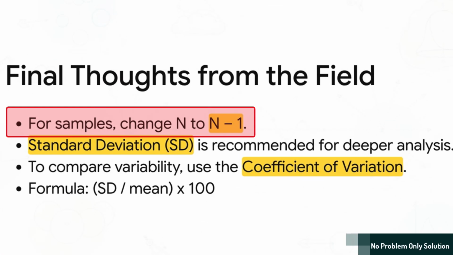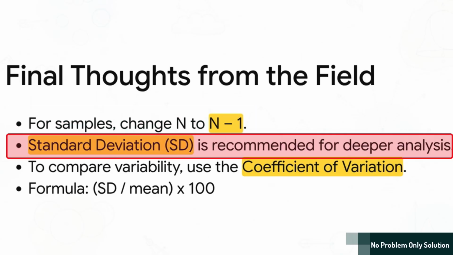First thing, if you're ever working with a smaller sample of data, meaning not the entire population, statisticians have a little trick. They recommend dividing by n-1 instead of just n. It just gives you a slightly more accurate estimate of the spread. Second, for most of your deeper analysis, standard deviation is going to be your best friend. It's the star of the show.